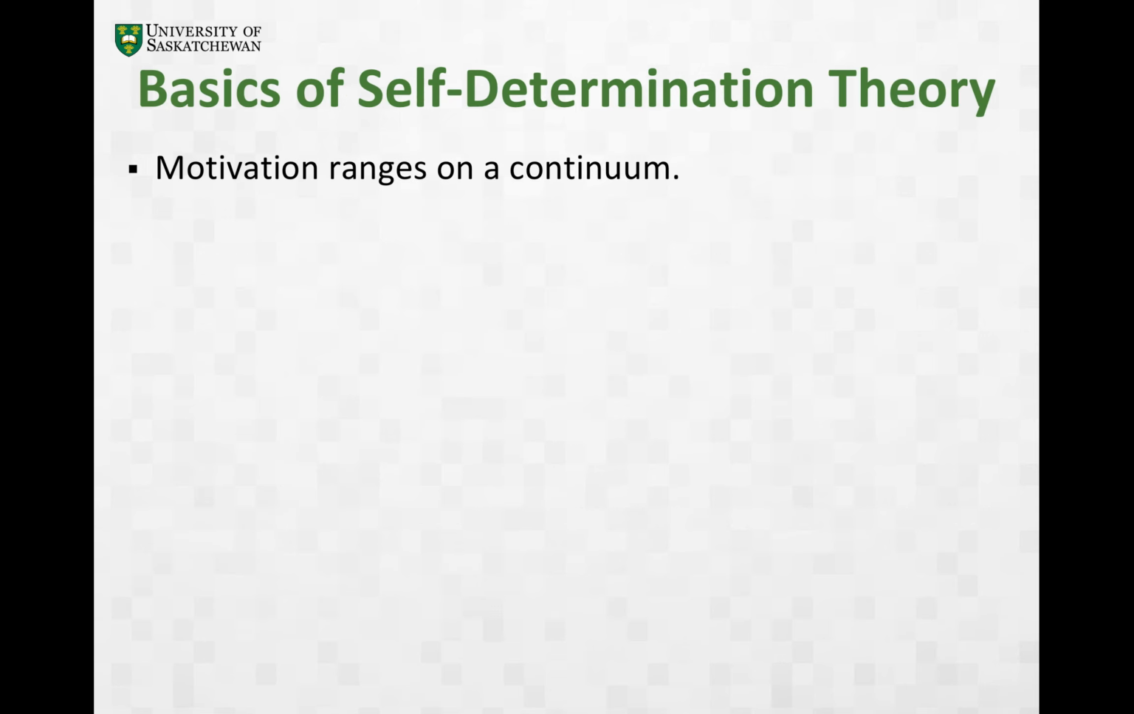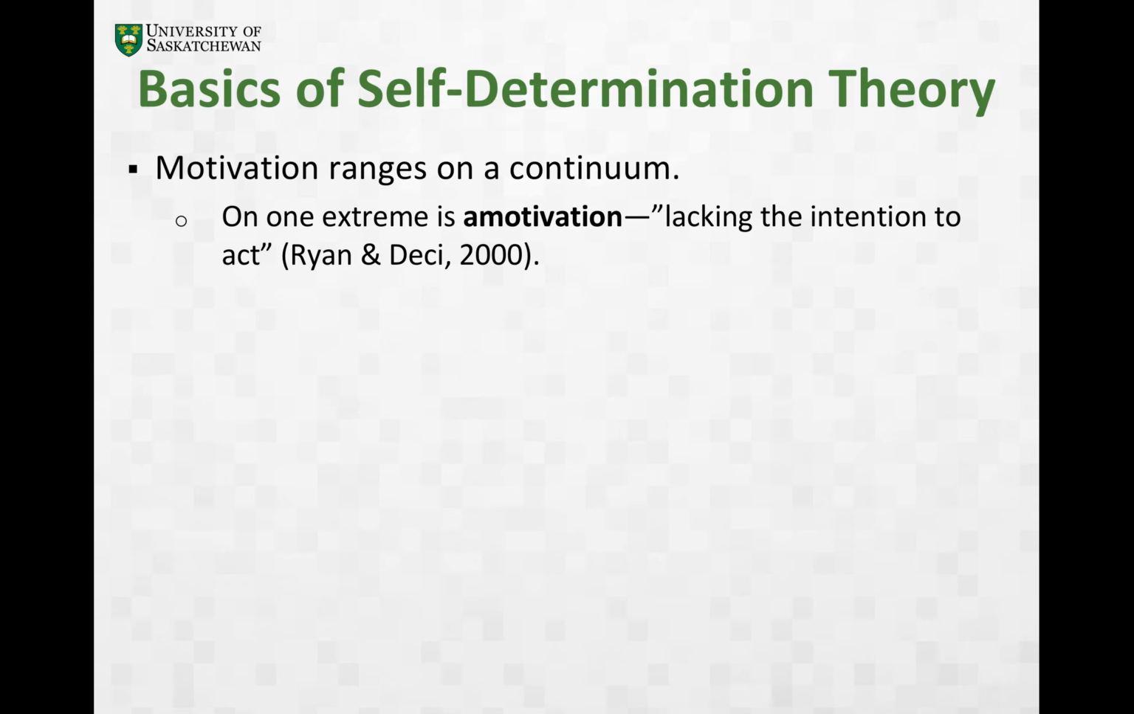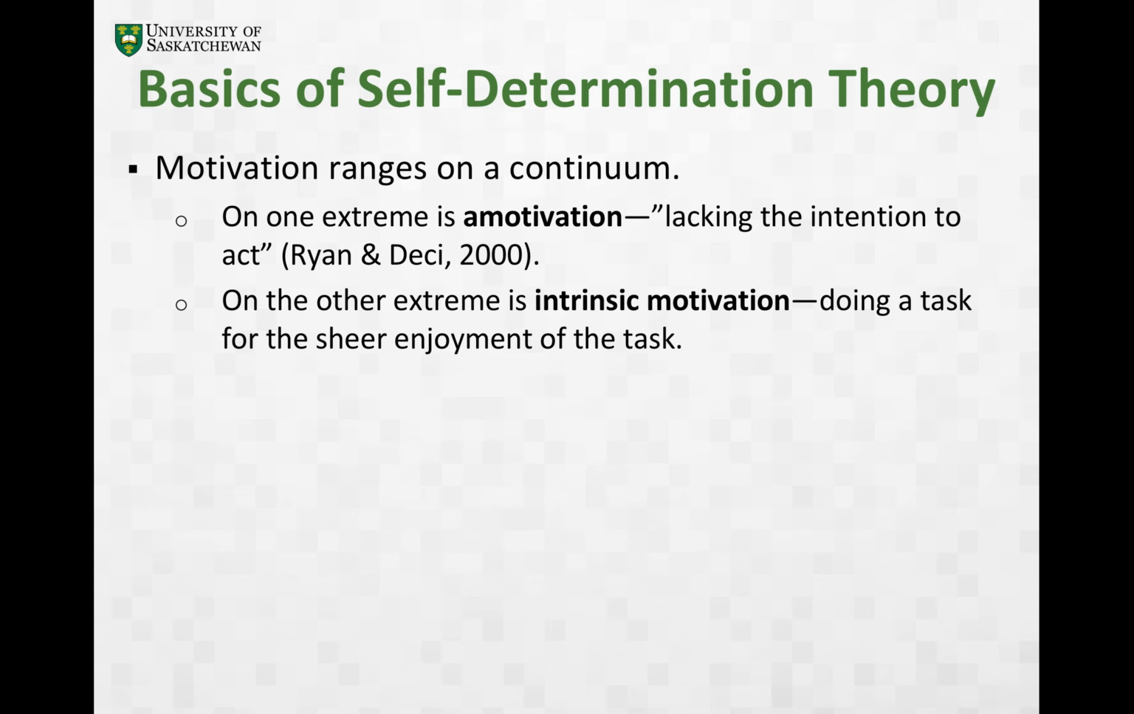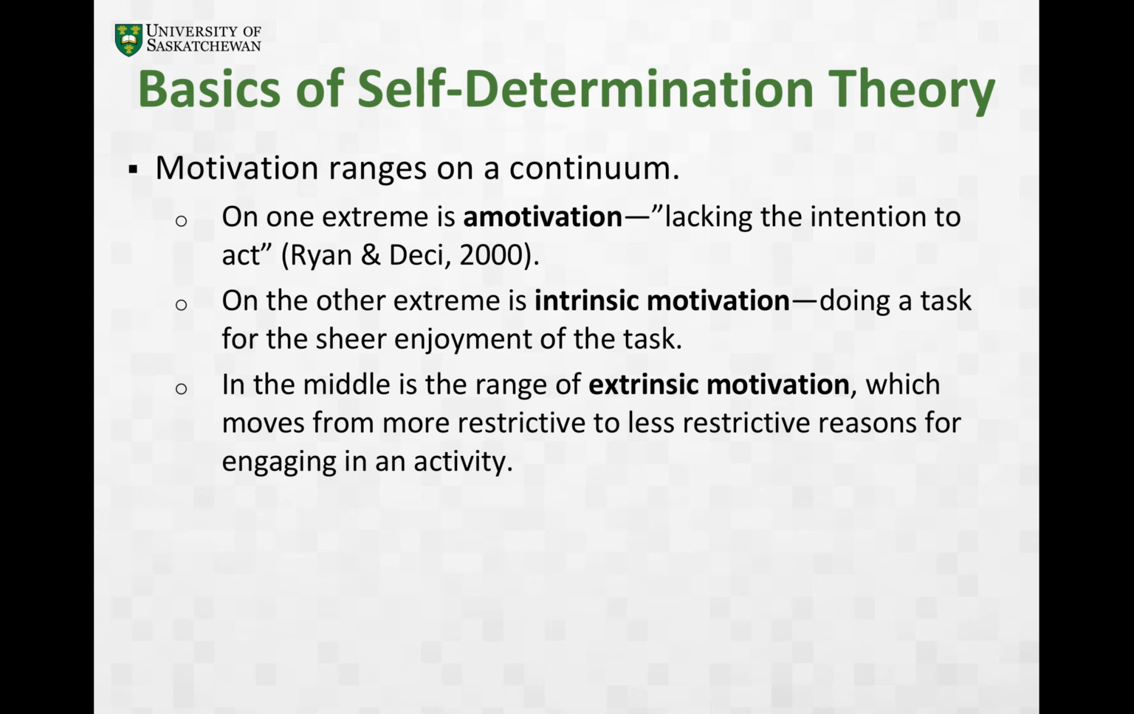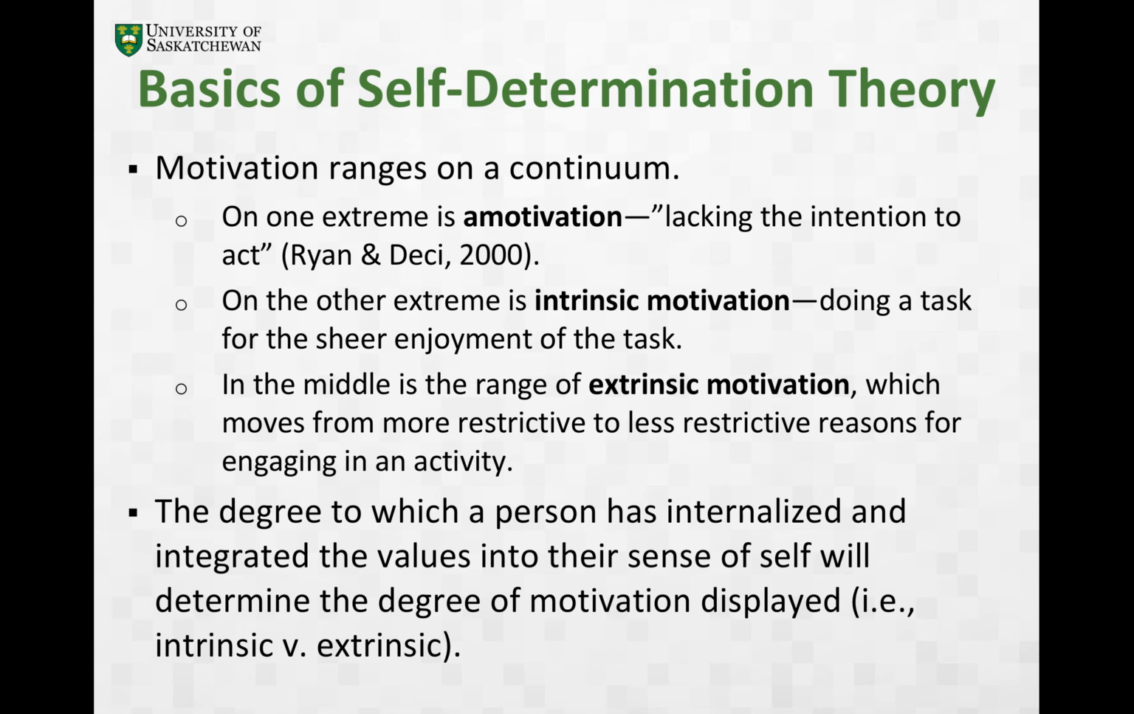Now, the basics of this theory of motivation are as such. Motivation ranges on a large continuum. On one extreme is what the authors call amotivation, which is lacking the intention to act or to do anything. And on the other extreme, we've got intrinsic motivation. That's doing that task for the sheer enjoyment of it, right? In the middle, we've got a range of extrinsic motivation and subcategories of extrinsic motivation. And it moves from more restrictive to less restrictive reasons for engaging in an activity.